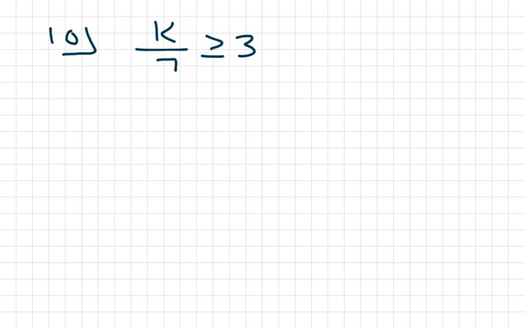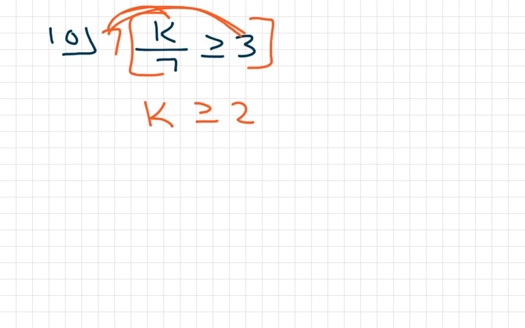And the last one, I'm going to multiply both sides by 7. I'm going to distribute. When I distribute here, the 7s would cancel and I get k. When I distribute here, I'm going to get 21.